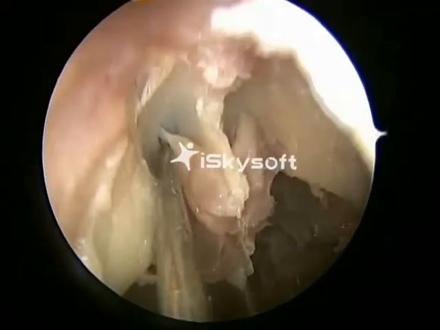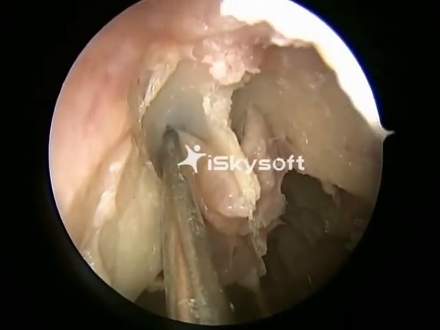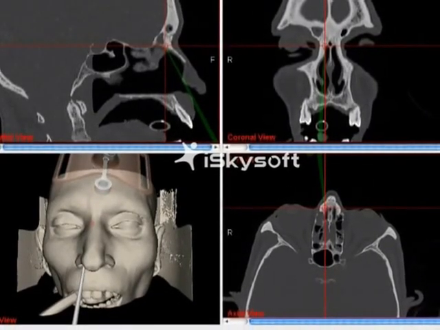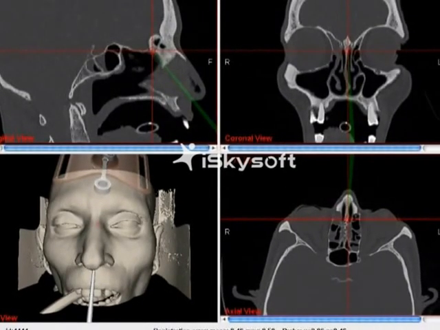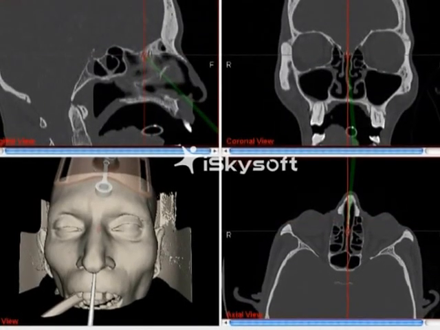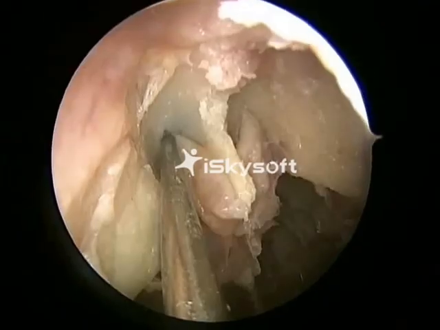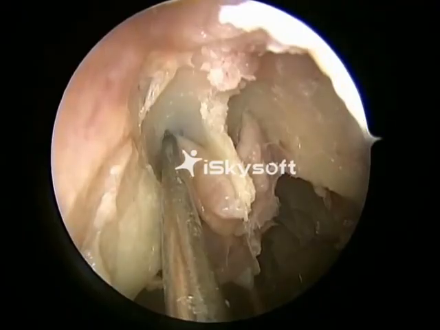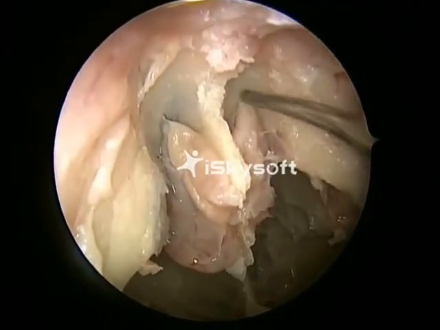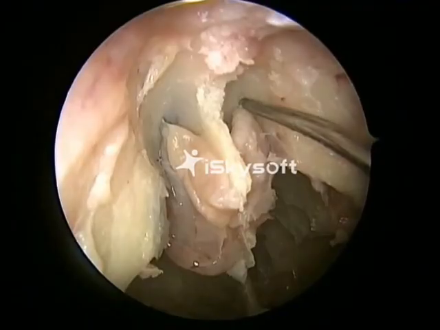Once the septal window is created, the navigation probe is used, and this clearly demonstrates the posterior limit of dissection. You can see on the sagittal view the first olfactory neuron. That's the posterior limit of dissection. The same is confirmed on the other side as well.